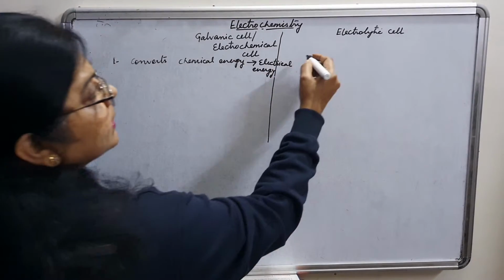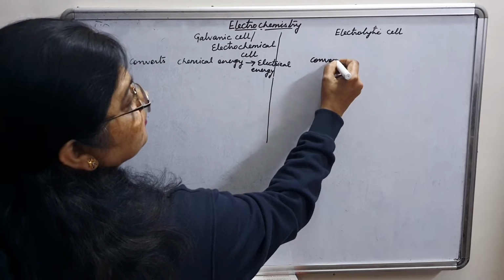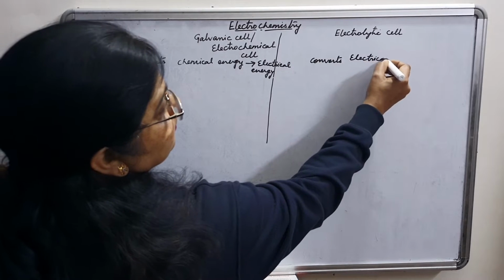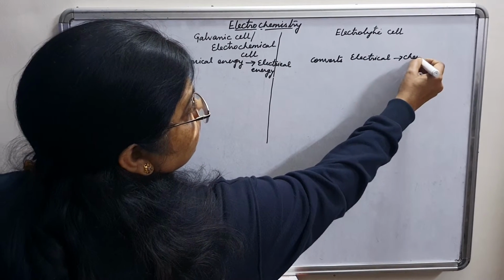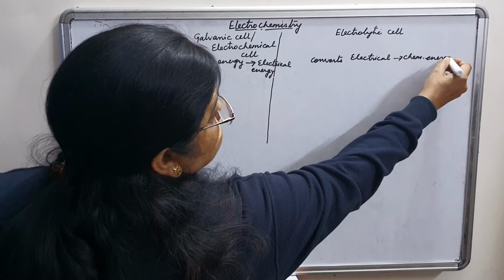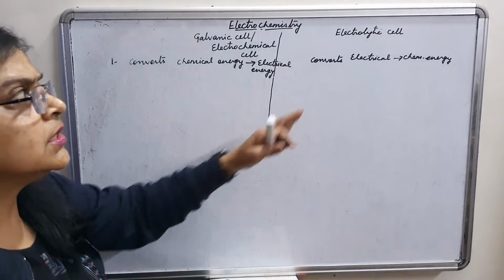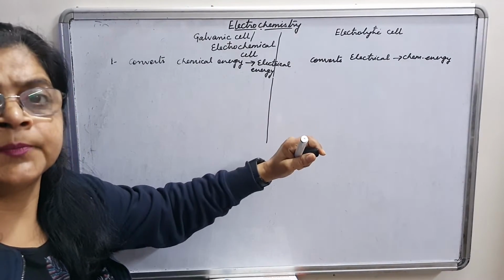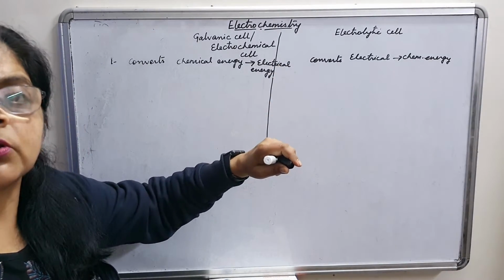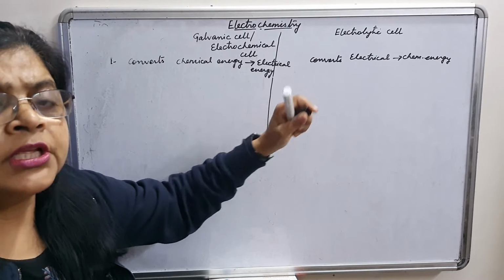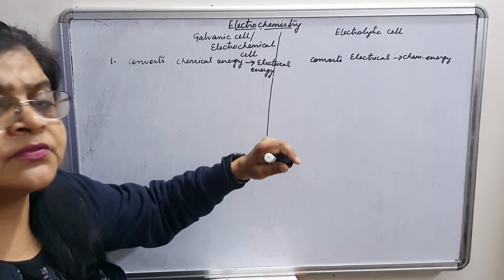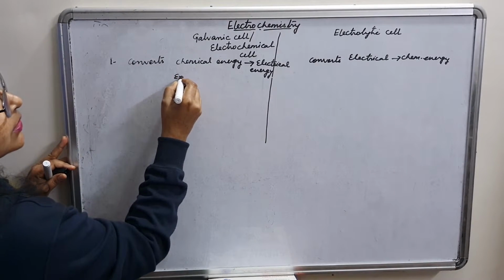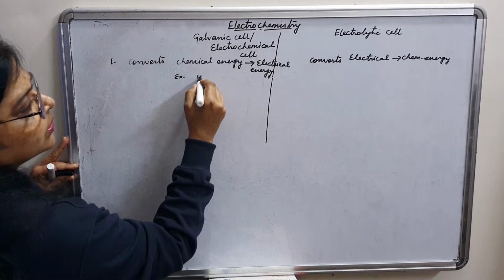While an electrolytic cell converts electrical energy to chemical energy. Where have we seen this electrolytic cell? These are the cells used for electroplating, for the purification of metals, for the decomposition of water in lower classes. We have done this. So here we can write down the examples of them. For the galvanic cell, the example is the inverter battery.